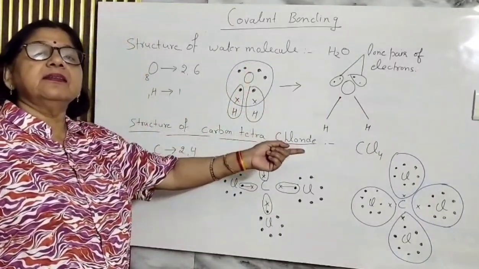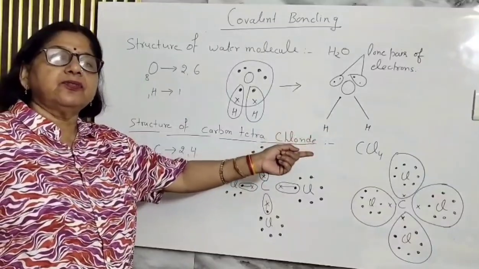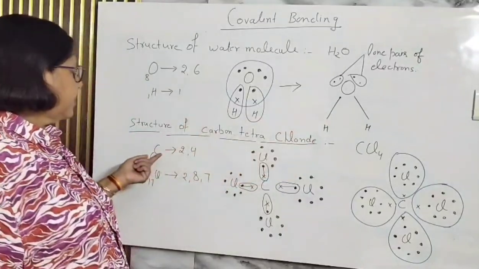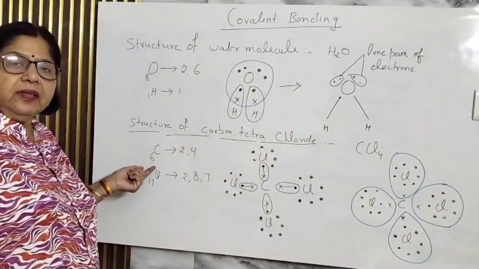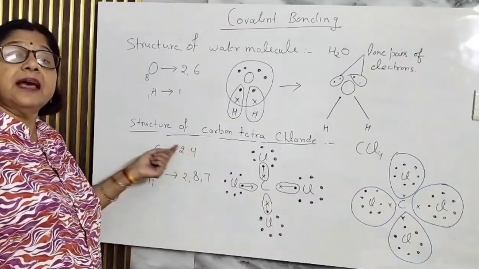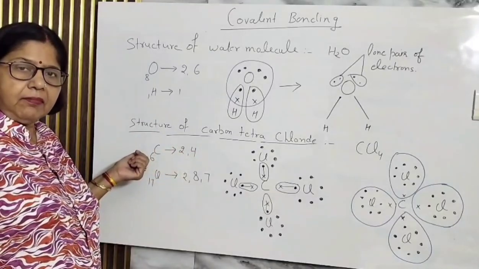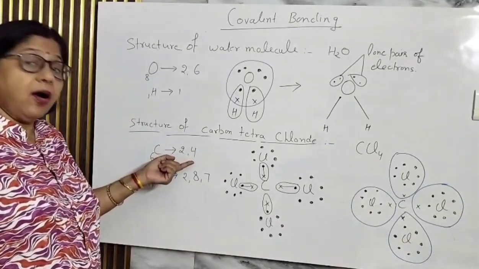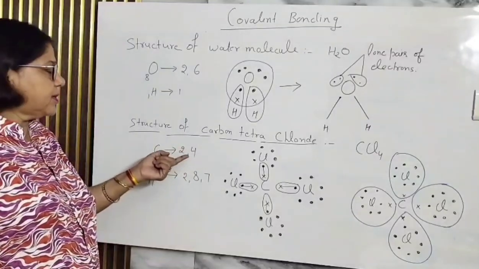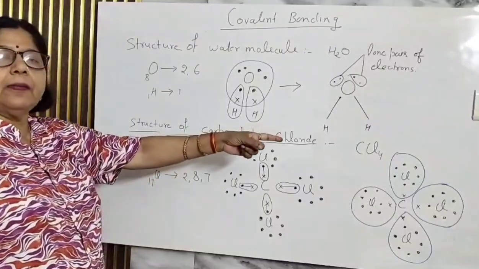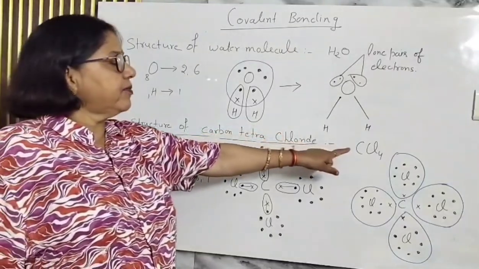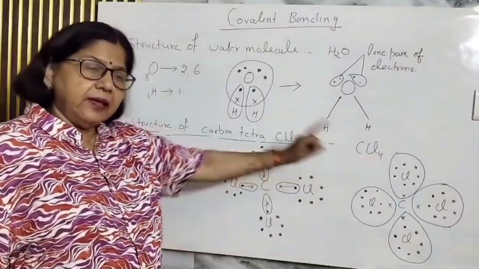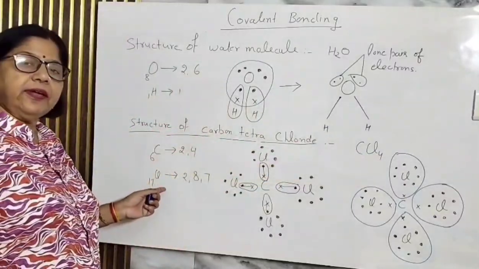Now, we discuss the structure of carbon tetrachloride. Carbon tetrachloride is an organic compound and a very good solvent for all the organic compounds, right? So, what is here, children? Carbon has the configuration 2 and 4 as its atomic number is 6. So, carbon needs 4 more electrons to complete the octet. Now, in the formula of carbon tetrachloride, 1 atom of carbon is sharing with 4 atoms of chlorine, right?